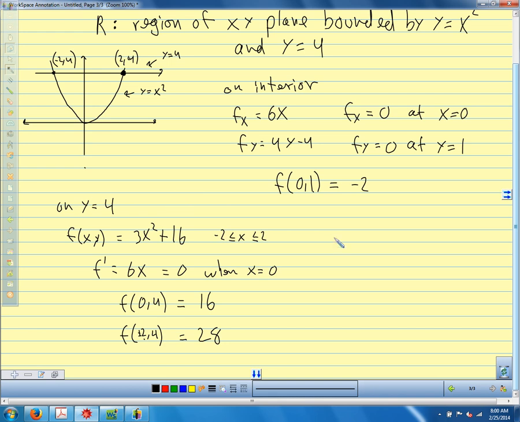And then we need to test our other boundary, on y equals x squared. Plug that into my function, f of x, y, this simplifies to 2x to the 4th minus x squared. Take my first derivative, f prime is 8x to the 3rd minus 2x. And just to simplify that, I'm going to write that as 2x times (4x squared minus 1).